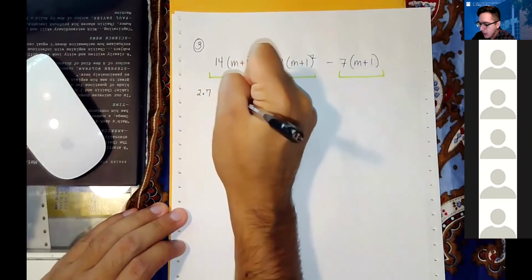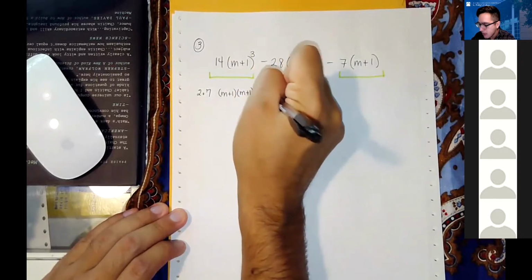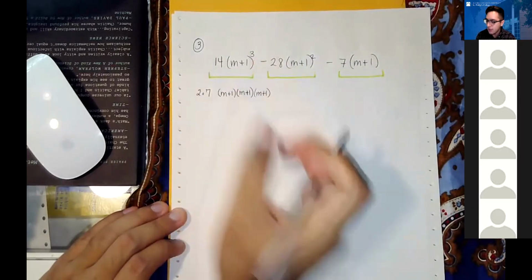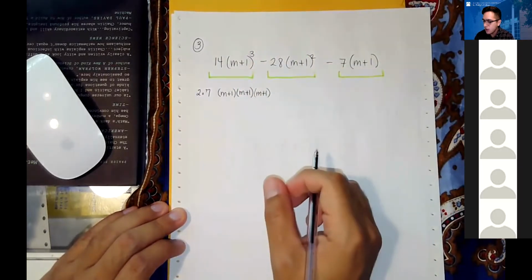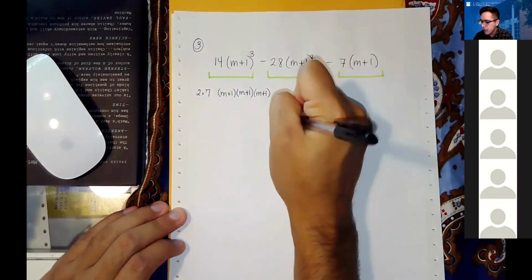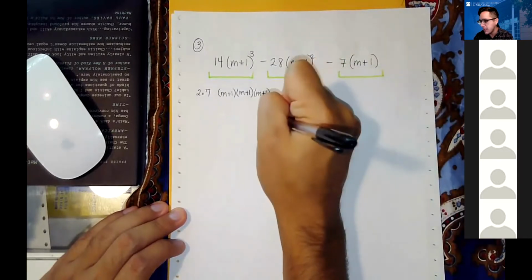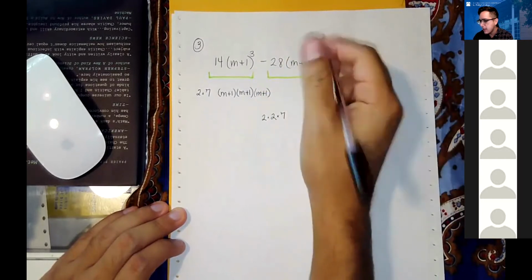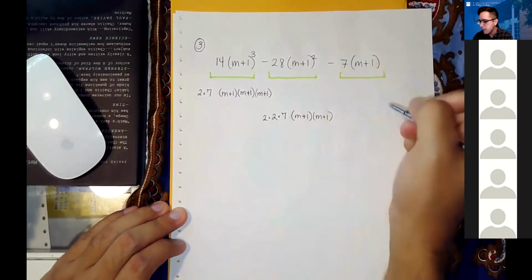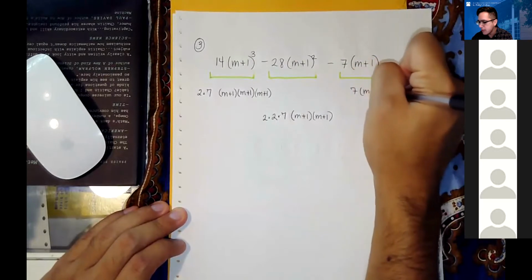And then you have a factor of m plus 1, m plus 1, and m plus 1 all being multiplied by each other. All of that is the first term. The second term you could think of as being 2 times 7 would give us 14, but we need another 2 to get us to 28. And then you have m plus 1 and m plus 1. And then all we have here is 7, which is prime, and m plus 1.